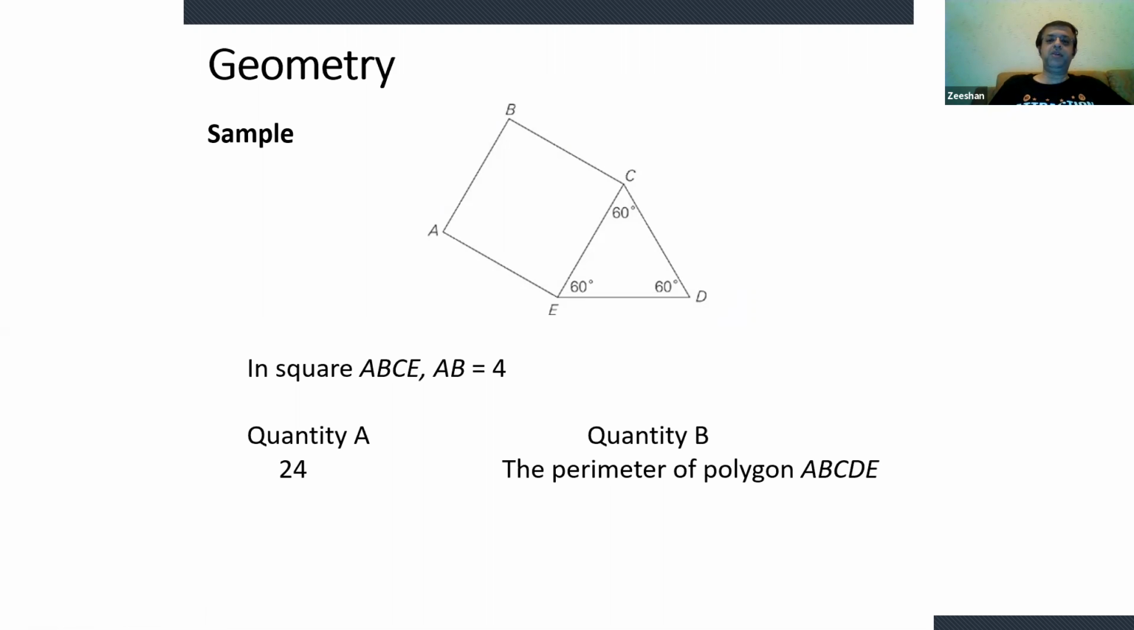Now we know all sides of the perimeter of the polygon ABCDE. And how many sides are there? 1, 2, 3, 4, and 5. So there are 5 sides in this polygon. Sometimes students make a mistake that they include CE in the perimeter. This will not be included in the perimeter since this is not the outer boundary. We are looking for the outer boundaries. So there are 5 sides and each side is 4. 4 multiplied by 5 is 20. So quantity B is 20, quantity A is 24. Quantity A is bigger than quantity B, so we are going to select answer choice A.